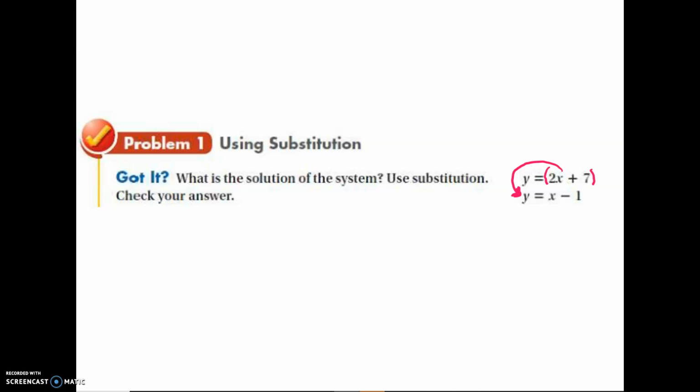So at this point, we would set up our equation. Instead of y here, I'm going to replace it with this whole expression, 2x plus 7. And then that is going to equal x minus 1. So when I do that substitution, I now have an equation that only has x, and then from there we can solve that equation for our x value. So let's go ahead and do that real quick. I'm going to combine my x's here.